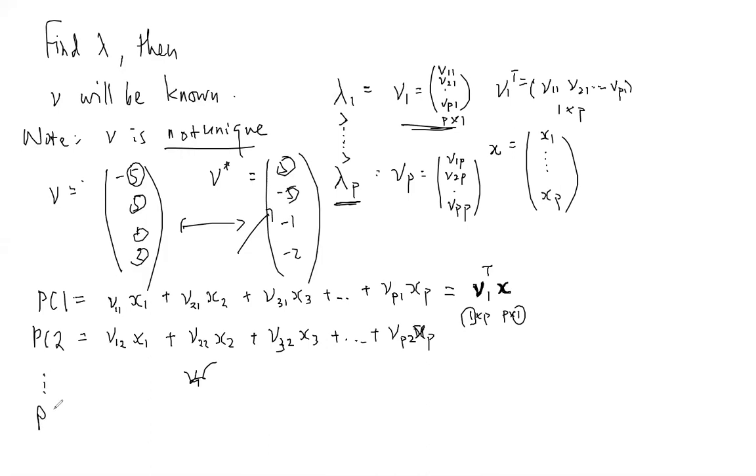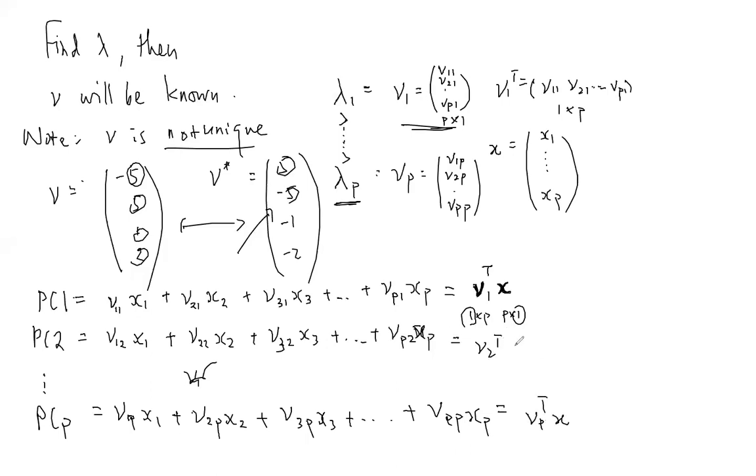If you have P variables, you will have P principal components. So V1P x1 plus V2P x2 plus V3P x3 plus until VPP xP. This is VP transpose X. This is V2 transpose X, and so on. Here you can see that this is your eigenvector.